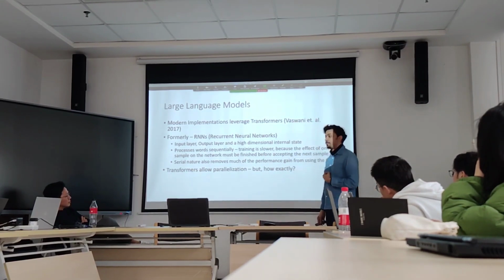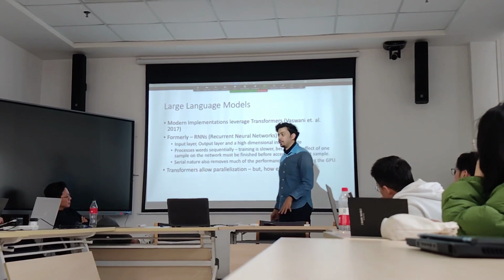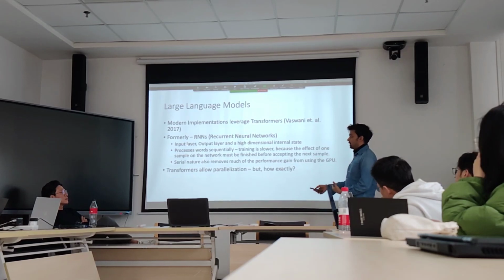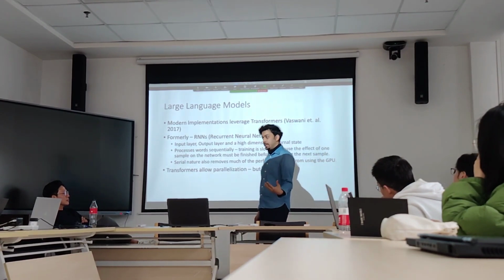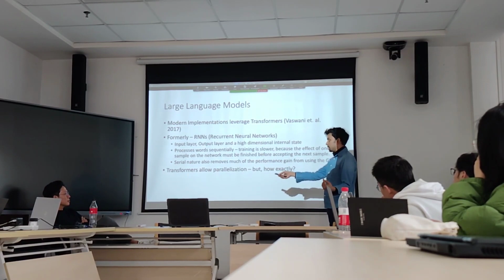Okay, so this is the idea. The previous state of the art is something called a recurrent neural network, RNN. What is a recurrent neural network? Essentially, it has an input layer and an output layer, and this is important, a sufficiently high dimensional internal state, plus the idea that it processes words sequentially.